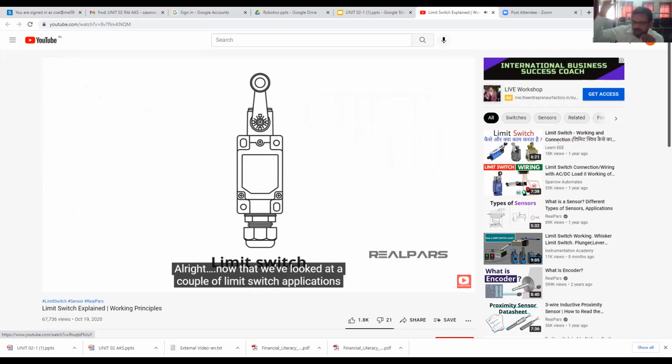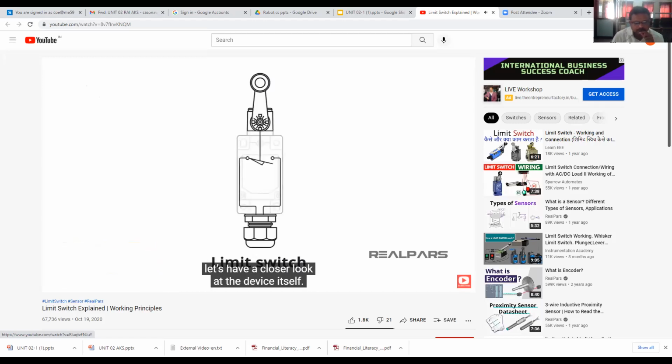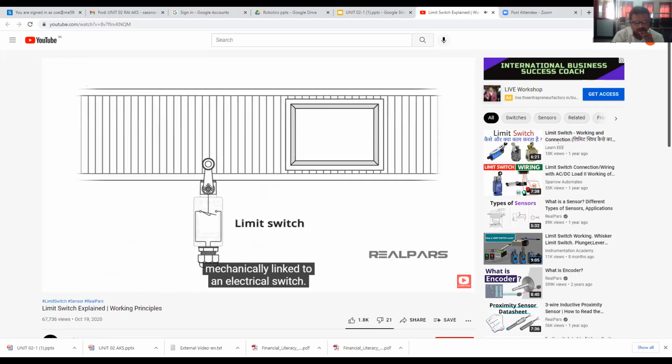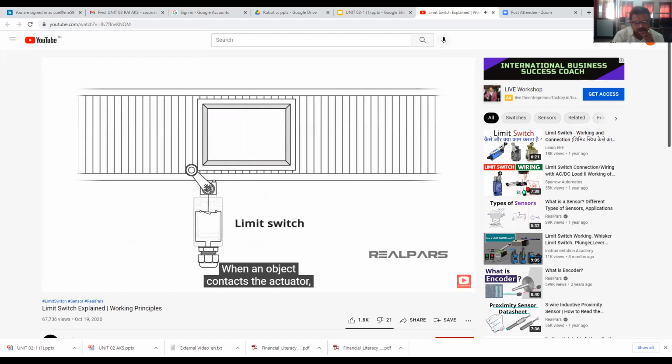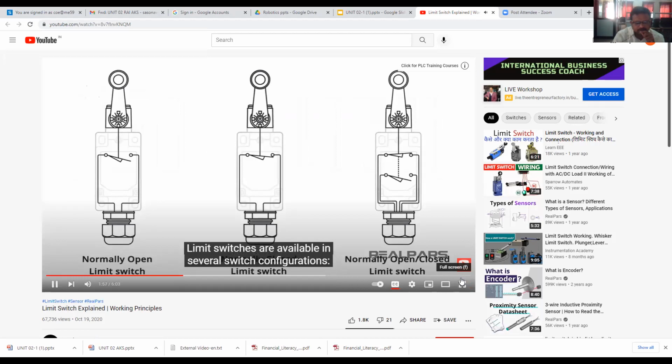All right, now that we've looked at a couple of limit switch applications where you might see them in action at home, let's have a closer look at the device itself. A limit switch is an electromechanical device consisting of an actuator mechanically linked to an electrical switch. When an object contacts the actuator, the switch will operate, causing an electrical connection to make or break. Limit switches are available in several switch configurations: normally open, normally closed, or one of each.